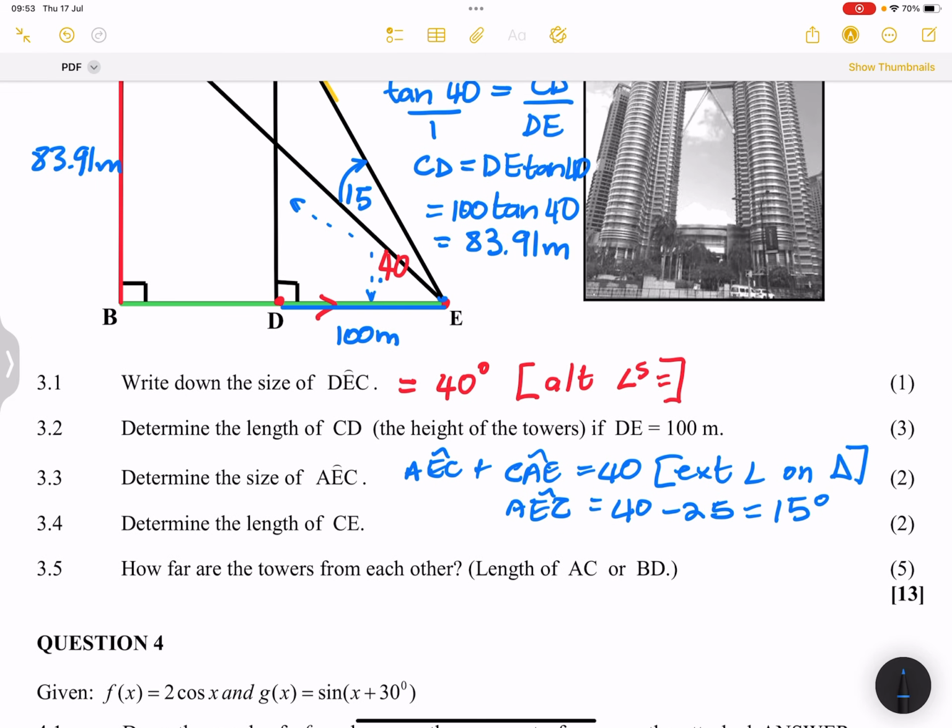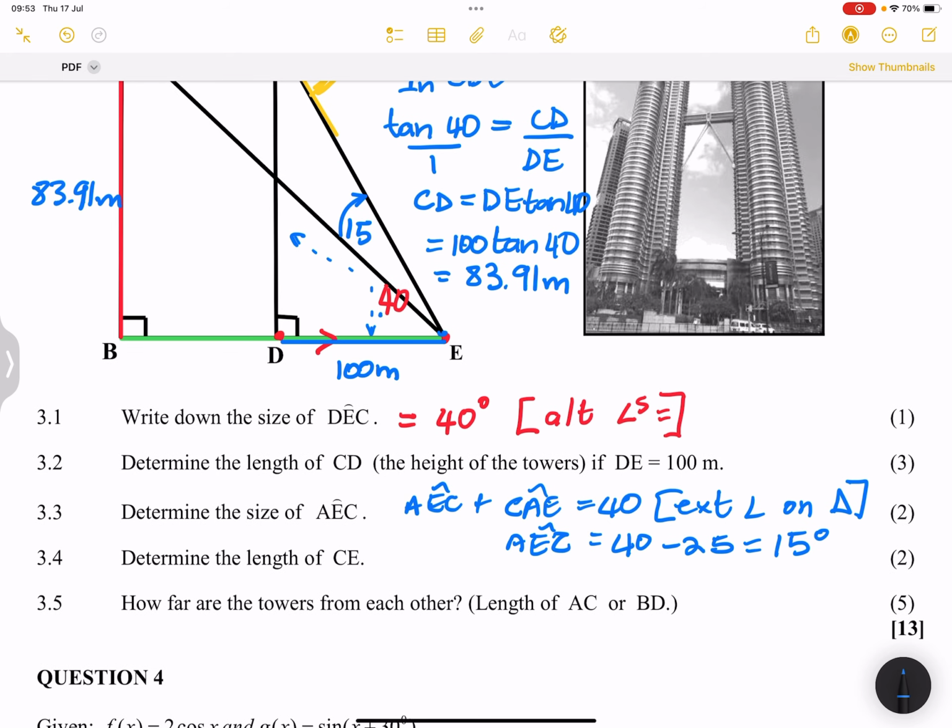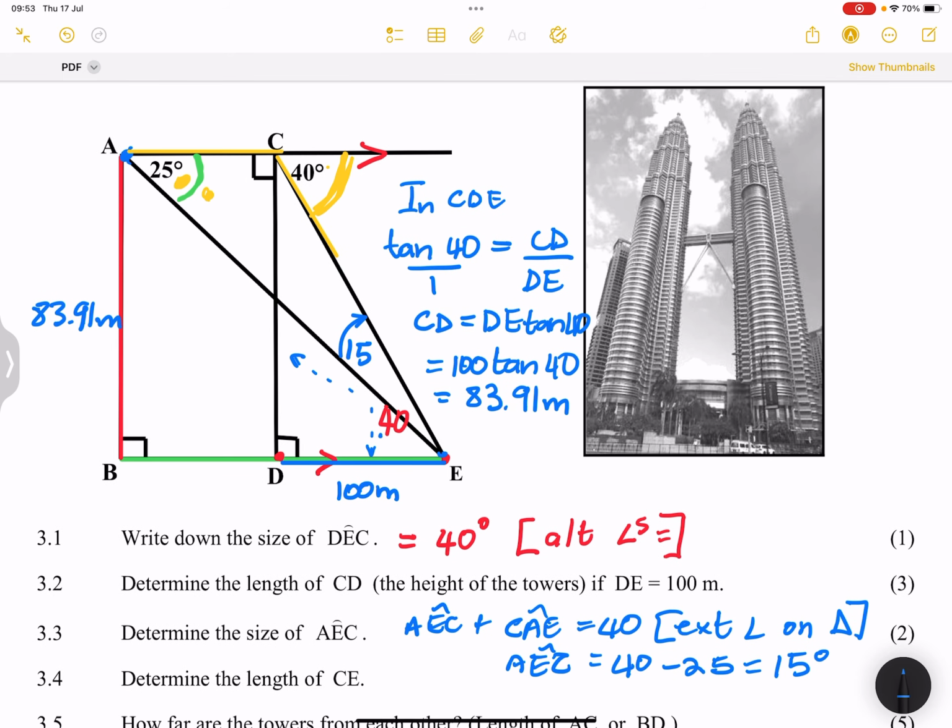Right, now the next question, they say determine the length of CE. So ladies and gents, when we look at CE, that is the hypotenuse over there, right? So we can decide, either use Pythagoras or we can use, again, our trig ratios. I'm going to look at triangle CDE again. So I'm going to remove this.